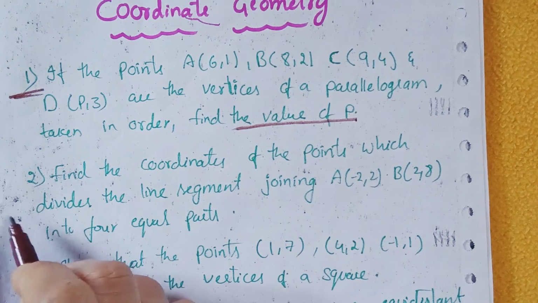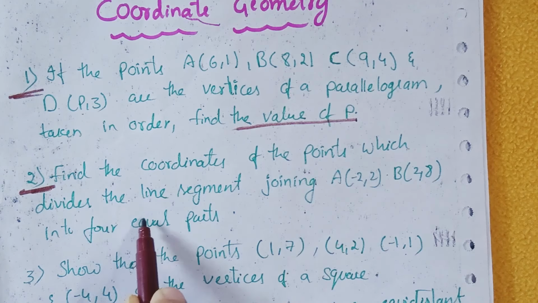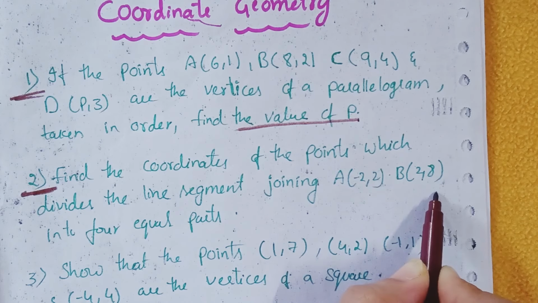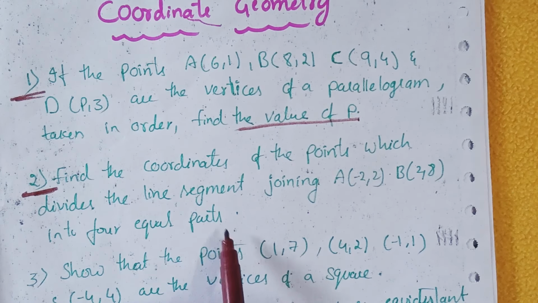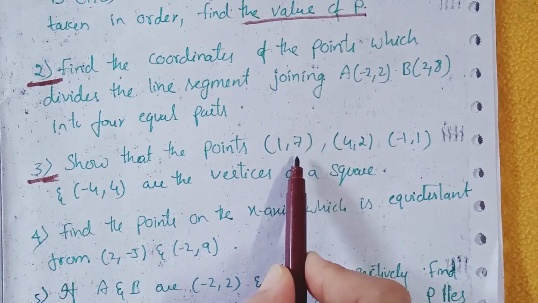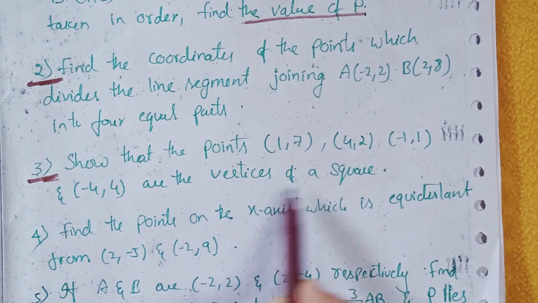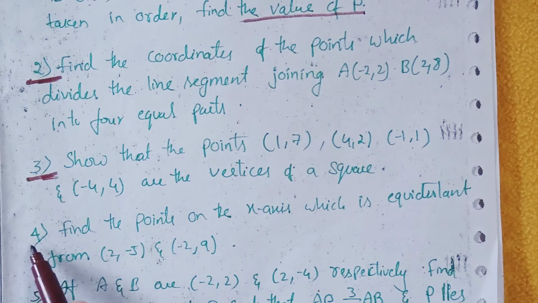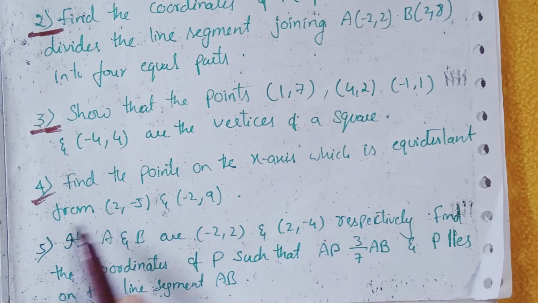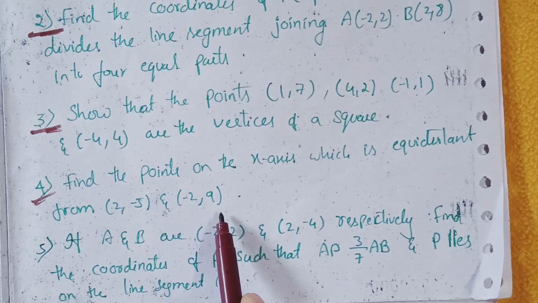This is the question. Next, the second question is, find the coordinates of the points which divide the line segment joining A (-2,2) and B (2,8) into 4 equal parts. Next, the third important question is, show that the points (1,7), (4,2), (-1,-1) and (-4,4) are the vertices of a square. Next, the fourth question. Find the point on the x-axis which is equidistant from (2,-5) and (-2,9).